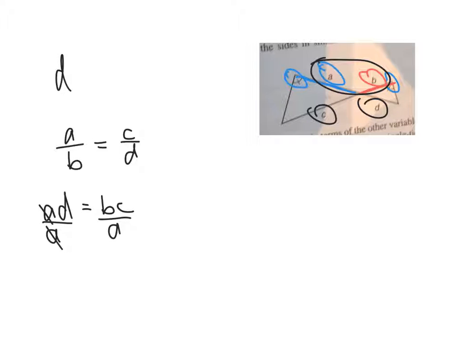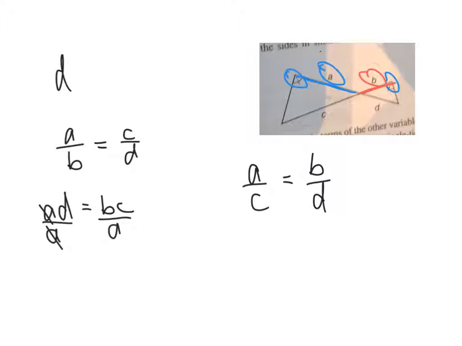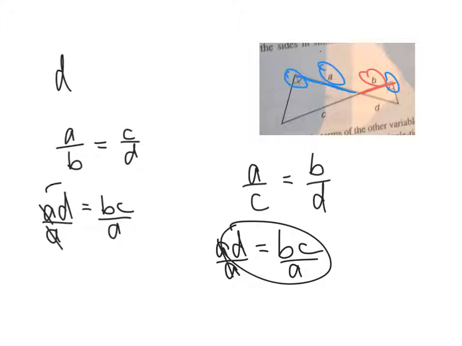Okay, so that's one of the ways you can do it. You can also write it as AC equals BD. And what we did is we put the corresponding sides on the top and the other corresponding sides, in this case the hypotenuses, on the bottom, and we can cross multiply. Divide by A, cancel, and we get the same thing. So it doesn't matter which direction you go.